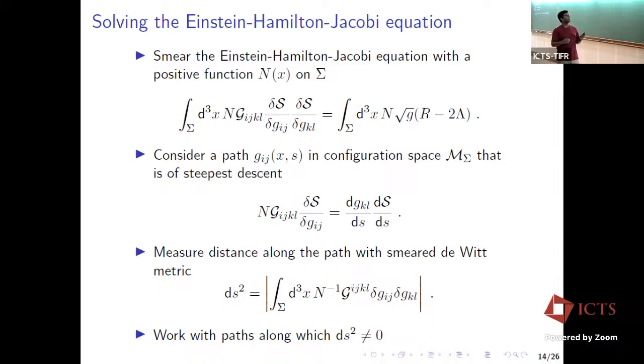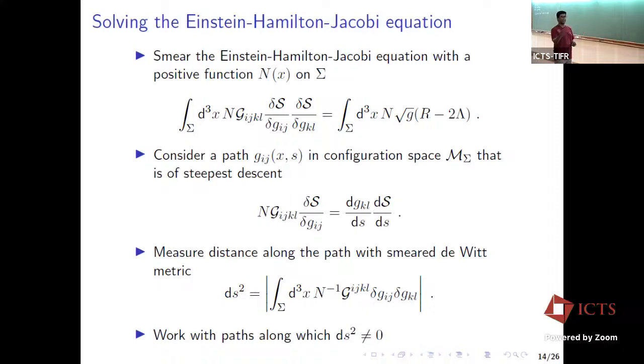And so we still have retained this local dependence because we can choose this N, for example, to be some delta function focused. I mean, it will not satisfy this positivity condition, but we can think of it as a limit of positive functions, for instance, and recover the local equation again. So we will be working with the smeared Einstein-Hamilton-Jacobi equation.